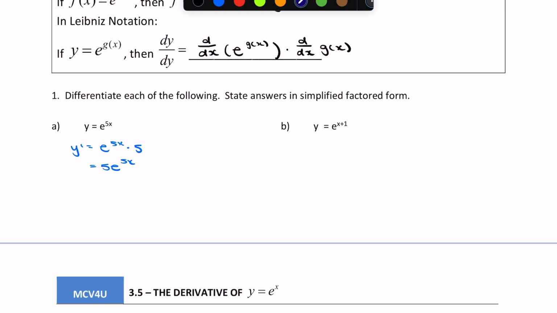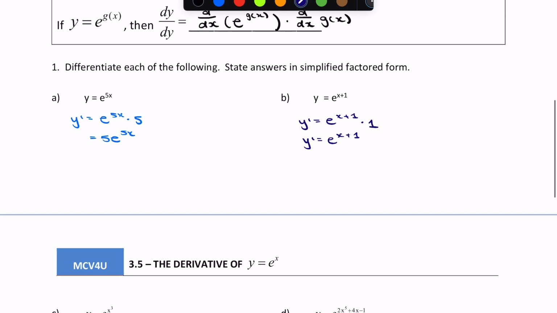For b, y is equal to e to the power of x plus 1. The derivative of that is e to the power of x plus 1, so that stays the same. And then the derivative of x plus 1 will just be 1. So multiply that by 1. So y prime is simply equal to e to the power of x plus 1.